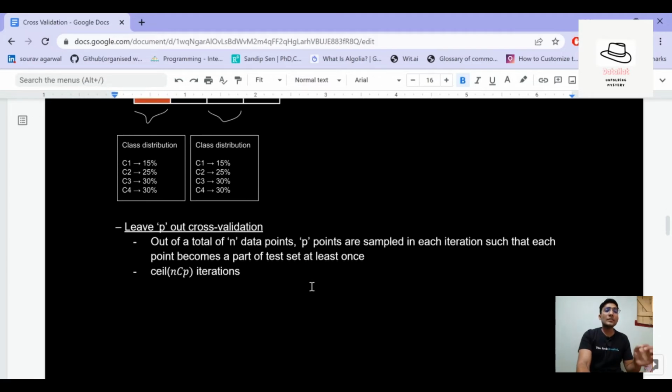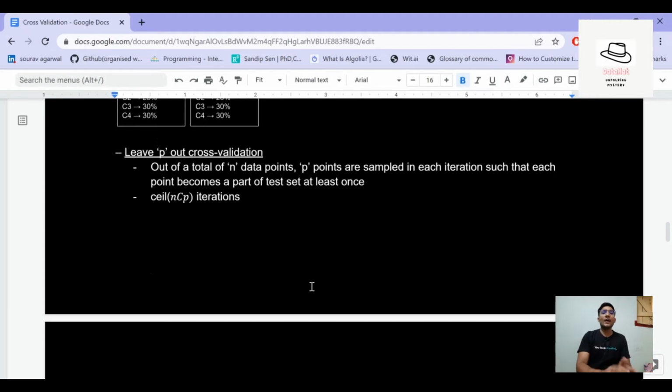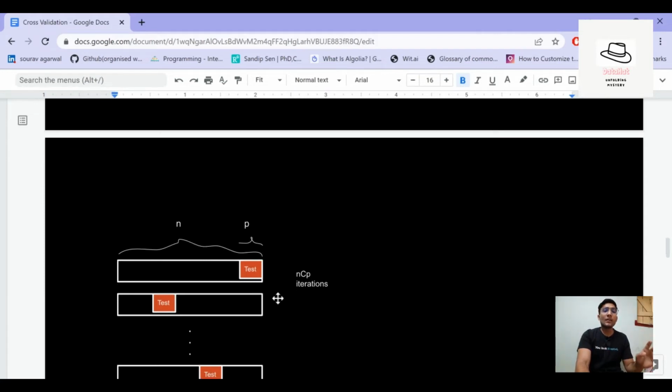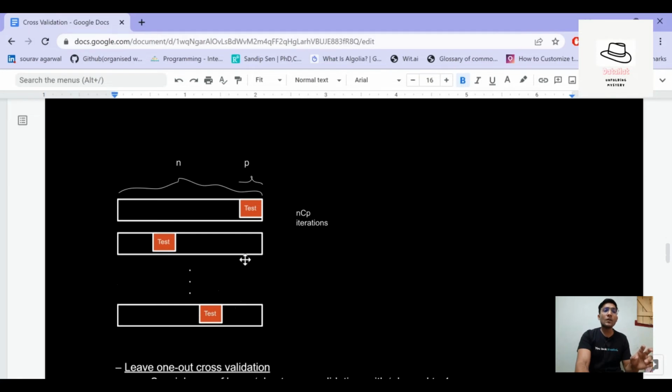Next, we talk of leave p out cross validation. In leave p out cross validation, assume your entire data set has n data points. Now, out of these n data points, you sample out p data points as your test set, and the remaining n minus p will form your training set. Now this process is repeated over how many iterations? nCp iterations, because of permutation combinations.